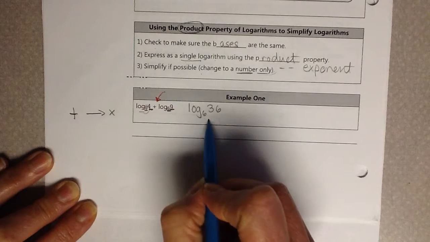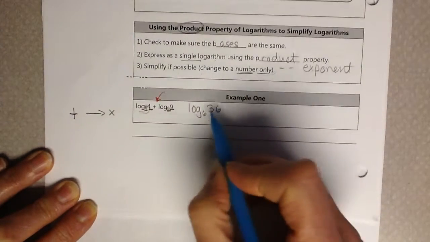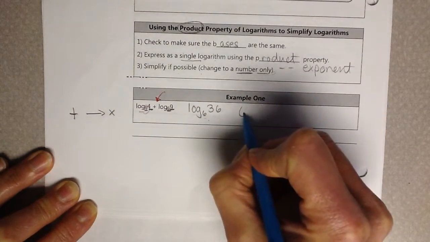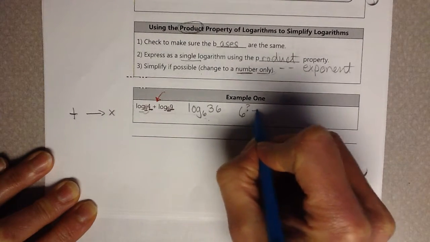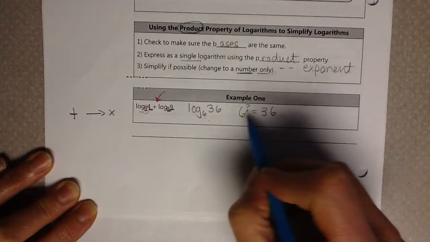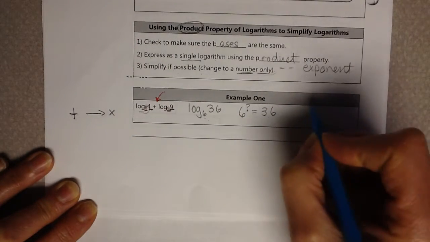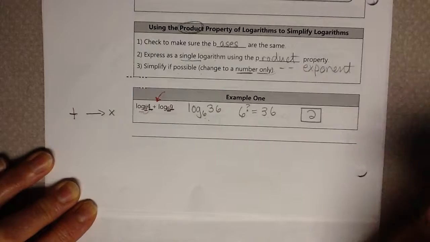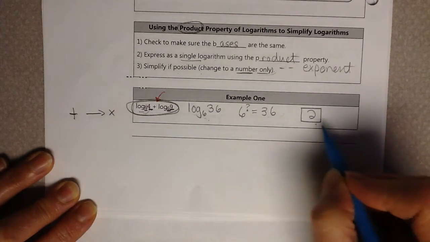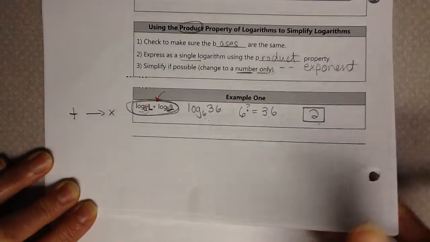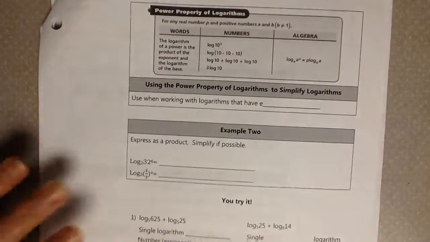The way that you simplify this, since logarithms are exponents, you say, okay, my base is 6. What power do I have to raise that to equal 36? Well, 6 squared is 36, so your answer is 2. So your final answer, this whole expression, can be simplified to the number 2, and that's what you want to do. You want your final answer to be just a number, or the exponent.